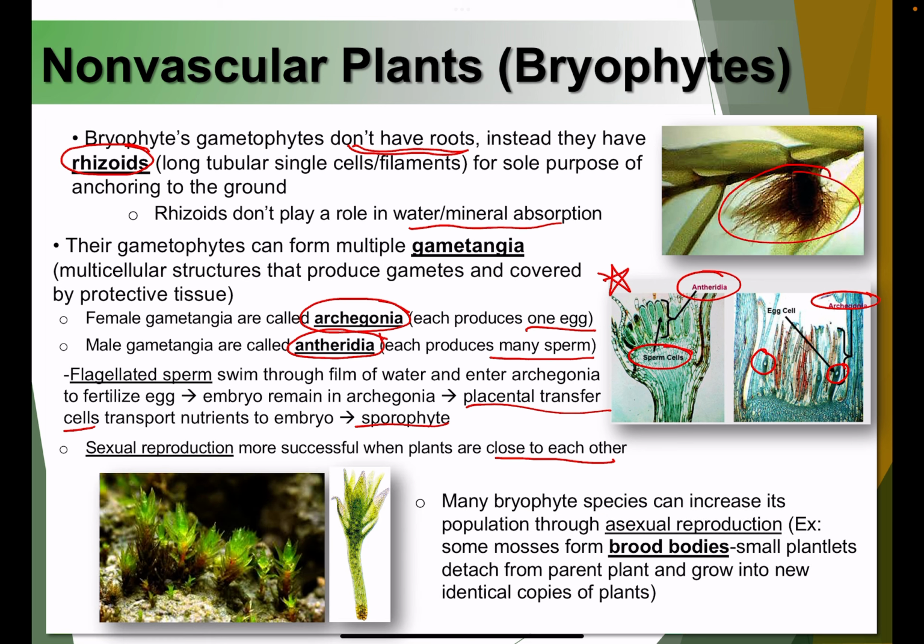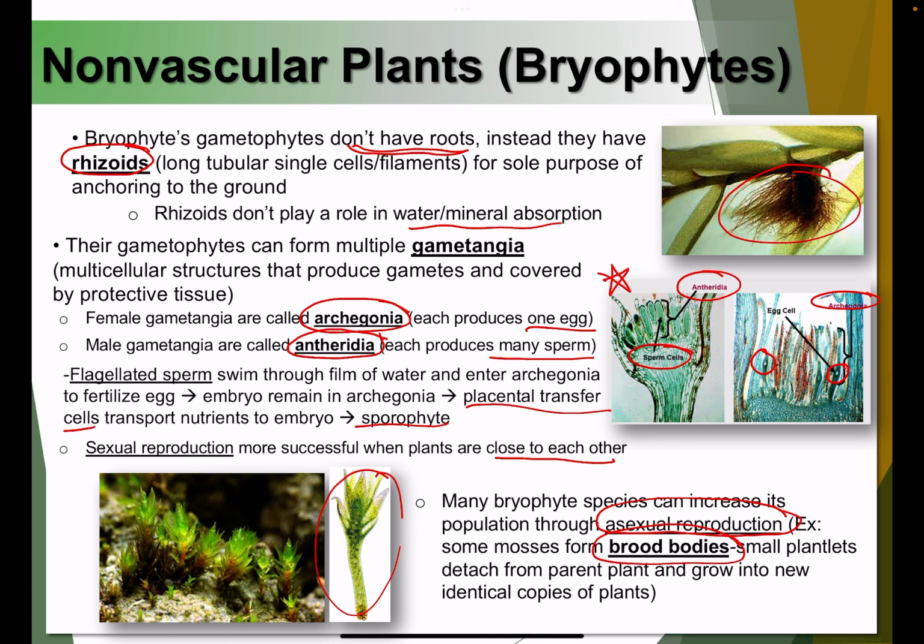On the contrary, many bryophyte species can increase their population through asexual reproduction. It doesn't have to do sexual reproduction. For example, some mosses form what are called brood bodies, which kind of look like this. They're like small plantlets, and they detach from the parent plants and grow into new identical copies of the plants.